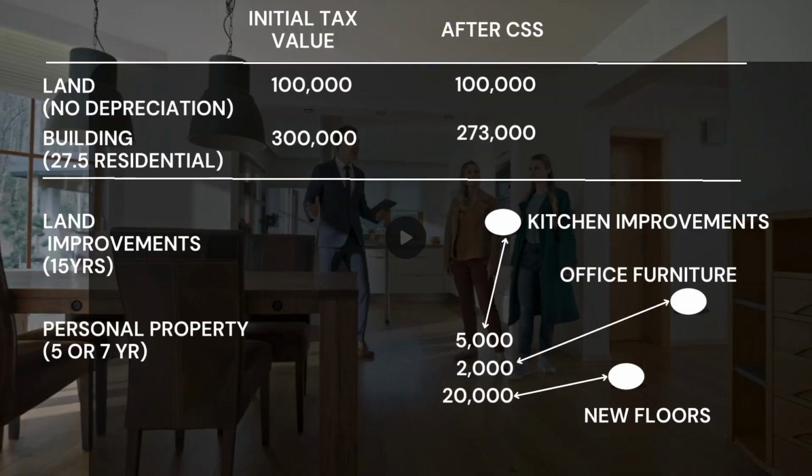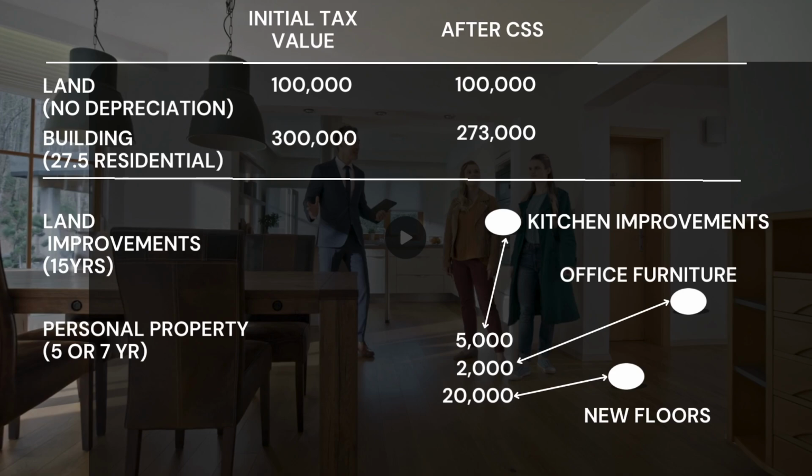This, of course, would be done through an actual cost segregation study, what you would pay to have an engineer or somebody that would actually do the study to come in and evaluate this for you. In this case, we get $5,000 for the kitchen improvements, $2,000 for the office furniture, $20,000 for the new floors. And the key behind all this is that by identifying these items, you get to accelerate the depreciation.